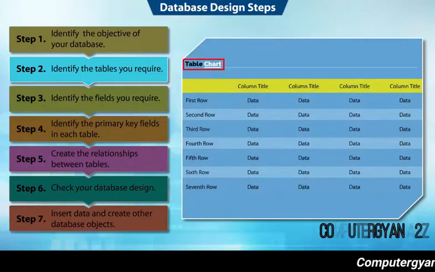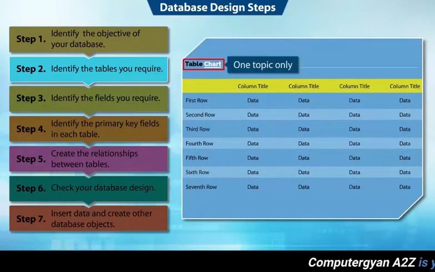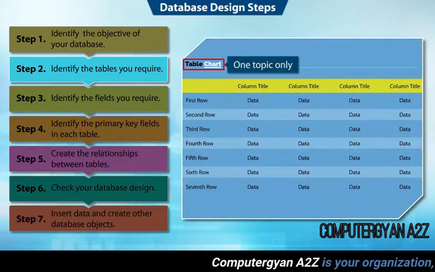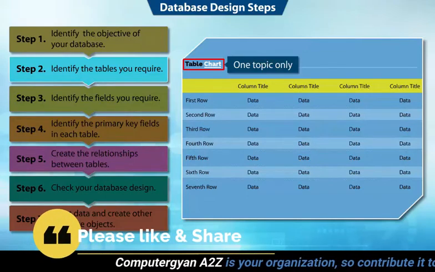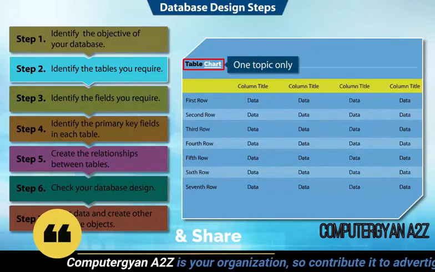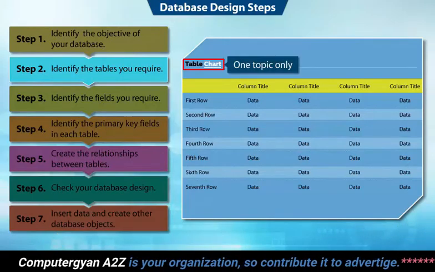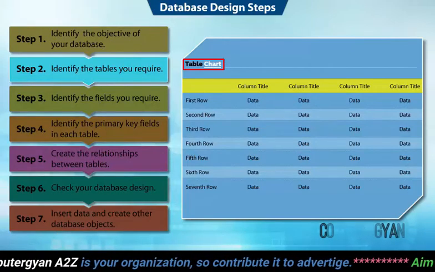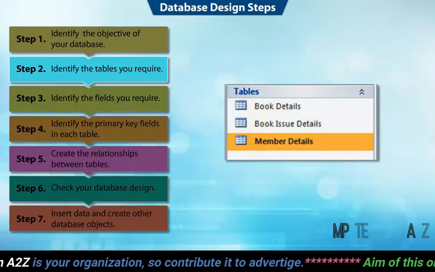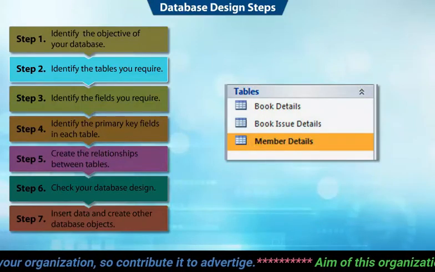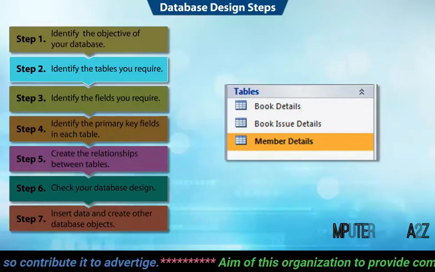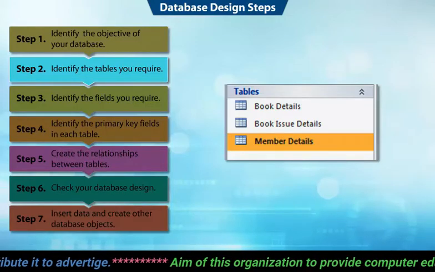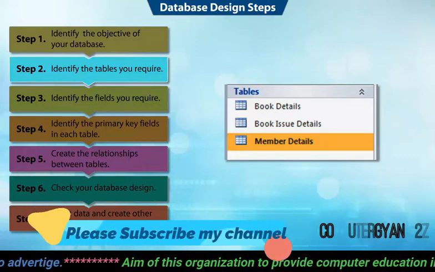2. Each table should contain information about one thing only. To use the library example again, you would have one table on book details, another on membership details, etc. You would not have book and membership details in the same table. This will prove advantageous when you need to add, delete, or change a table. As information is maintained separately, modifying one table will not affect another.